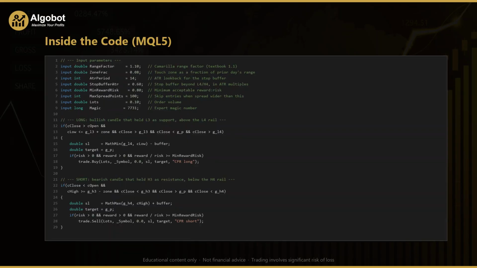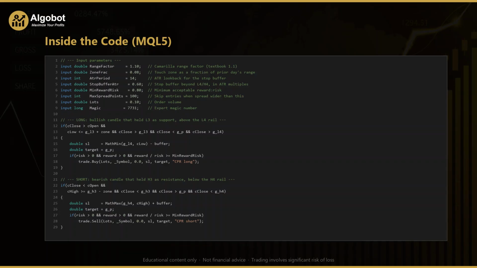Let's look at the actual MetaEditor code that drives all of this. At the top of the file are the input parameters, the settings you can adjust before running the Expert Advisor. RangeFactor, defaulting to 1.1, is the textbook Camarilla factor that widens or narrows the whole ladder. ZoneFrac defines how close a candle's extreme must come to the rail to count as a touch.